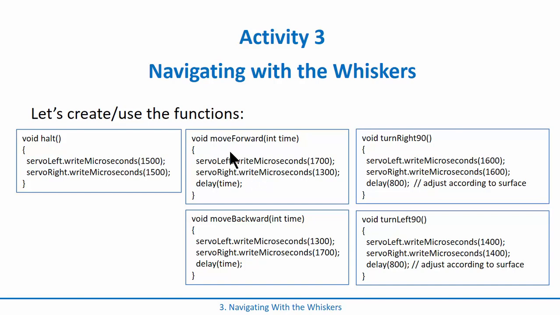Then I want to create 2 functions called move forward and move backwards, and in these ones I'm actually going to pass a time in. So I have void move forward. The void means that this function will not return anything, but I am going to pass in a parameter with the variable named time that'll be used within here, and it's of type integer. The way that I use it is when I move forward, I'm going to do a write microseconds. Let's go full speed ahead, 1700 on the left, 1300 on the right, and then let's delay for the amount of time that was passed in. So when I type time here, it's going to use the variable that was passed in.